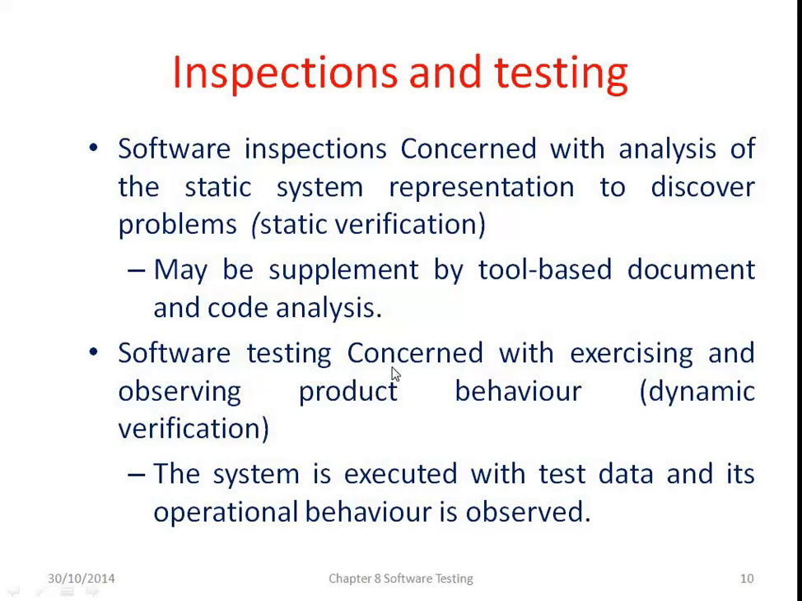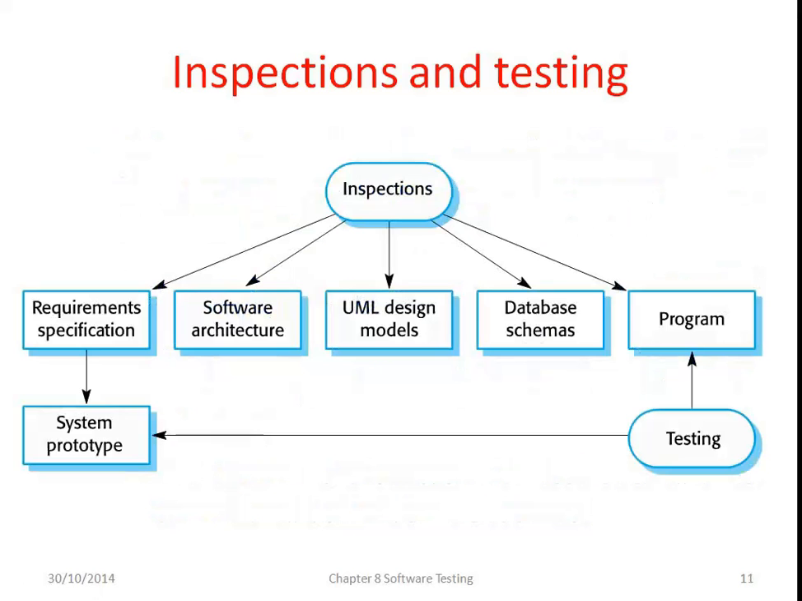Software testing is concerned with exercising and observing the product behavior. After executing the program, it will find the errors, and that is called testing. This is dynamic verification: the system is executed with test data and its operational behavior is observed. Whatever errors are observed after executing the system is called system testing. Overall, the analysis of the system representation to discover problems is called inspection. So inspection and testing are both given here.